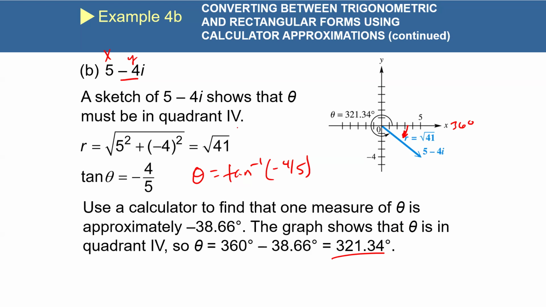You have your radius, you have your theta. So can you write your form? What do we have to write in radian? Then you would do the same thing. Make sure your calculator's in radian mode and subtract from 2 pi instead of 360. Okay. And so then your answer would be square root of 41 cis 321.34. All right, and that's it.